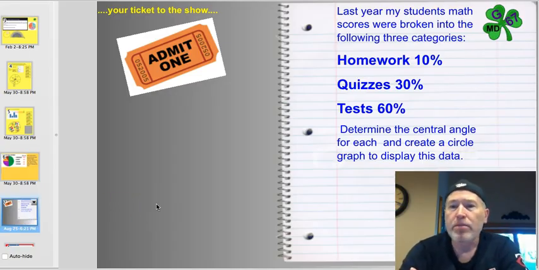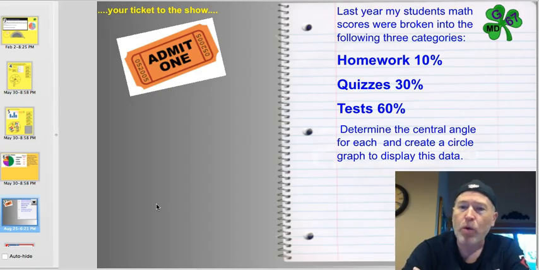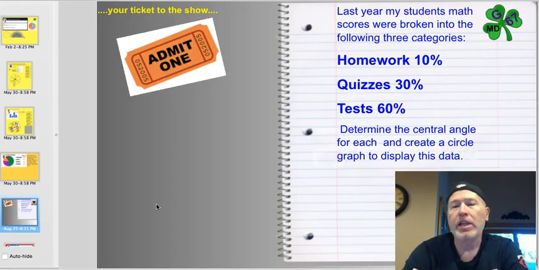All right, here's your ticket to the show. Last year, my students' math scores were broken down into the following 3 categories. Homework was 10%, quizzes were 30%, tests were 60%. Determine the central angle for each and create a circle graph to display this data. I'll take a look at that tomorrow. I think it's important for you to see how heavily weighted tests are. And I think when you see it on the circle graph, 60% of a circle, I'll accomplish that goal.